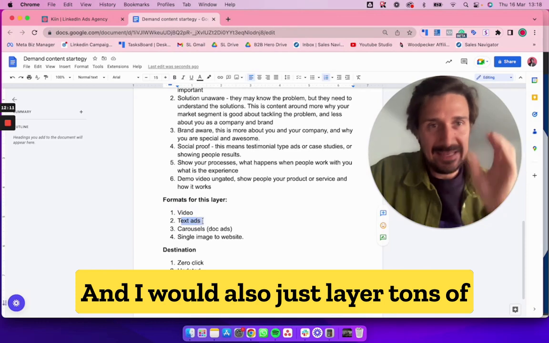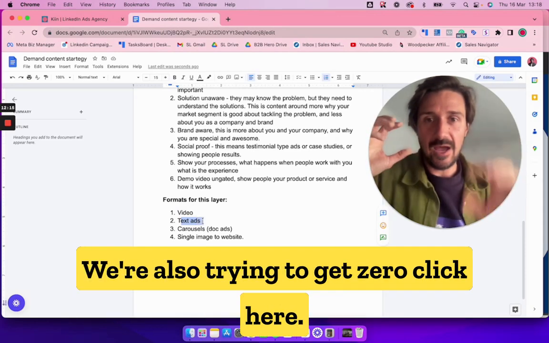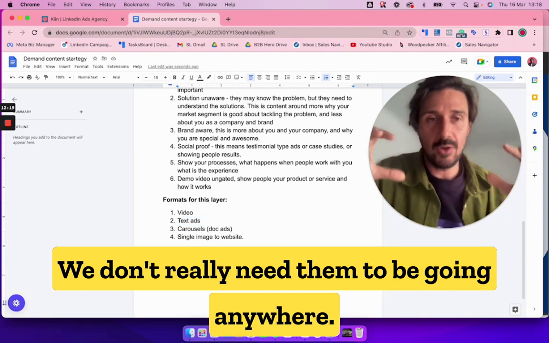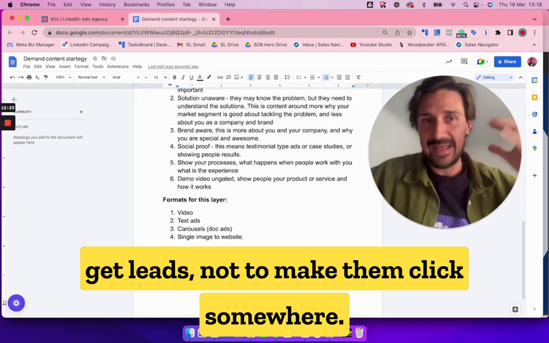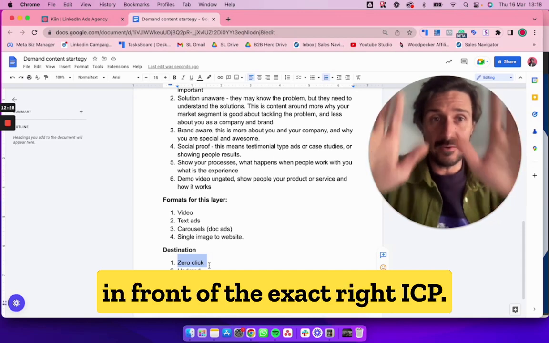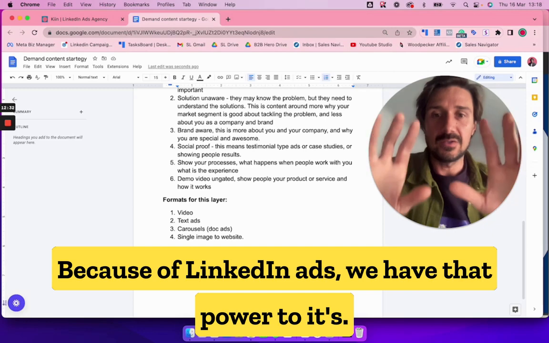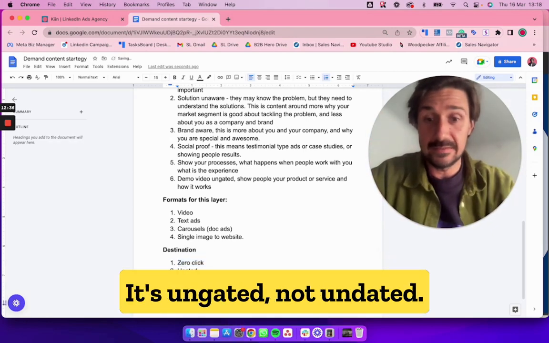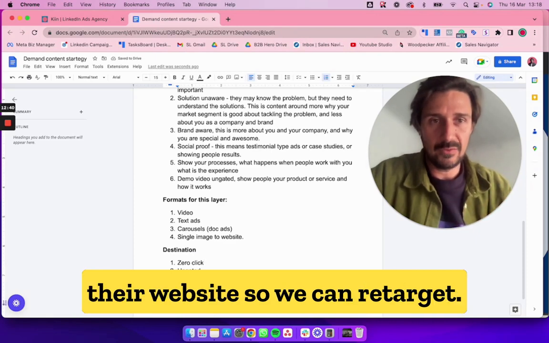And I would also just layer tons of text ads because they're cheap and cost effective. We're also trying to get 0-click here. We don't really need them to be going anywhere. The point of demand generation is not to get leads, not to make them click somewhere. It's just to actually put our content in front of the exact right ICP. Because of LinkedIn ads, we have that power, it's 0-click, a lot of it. It's ungated, not undated. And also clicking to their website so we can retarget.